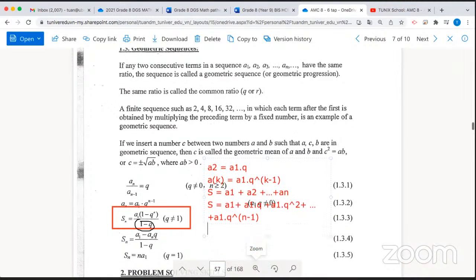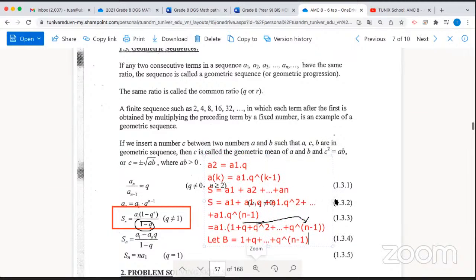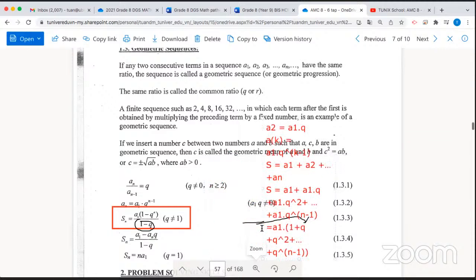Got it? Yes, sort of. So now we can take out the factor A1. So 1 plus Q plus Q squared, and so on, plus Q to the power of N minus 1. Now let B equal 1 plus Q plus and so on, plus Q to the power of N minus 1. I take this one out to calculate B, so that you understand well, that's all. I just want to show you how to calculate.